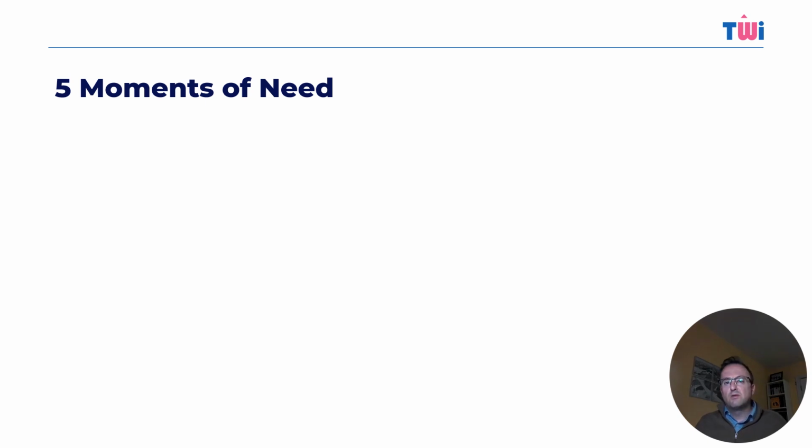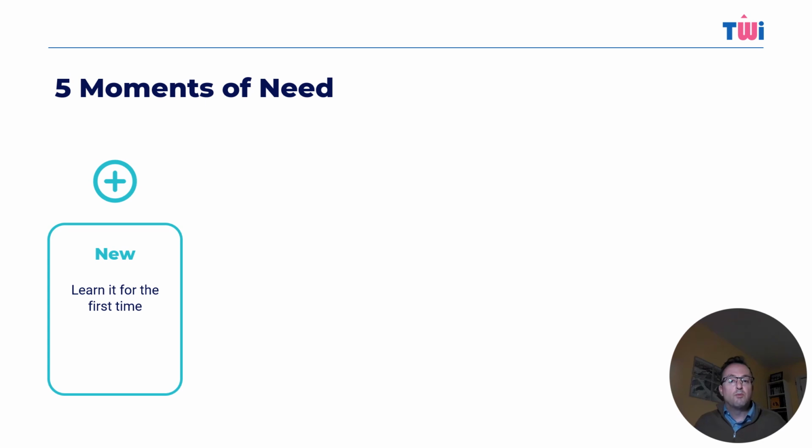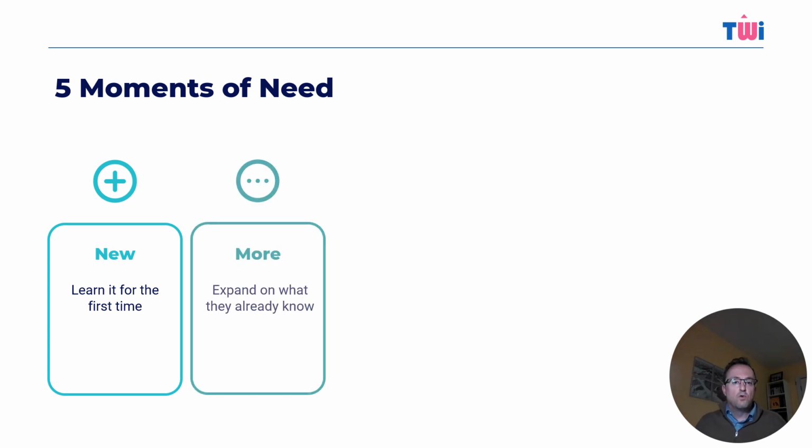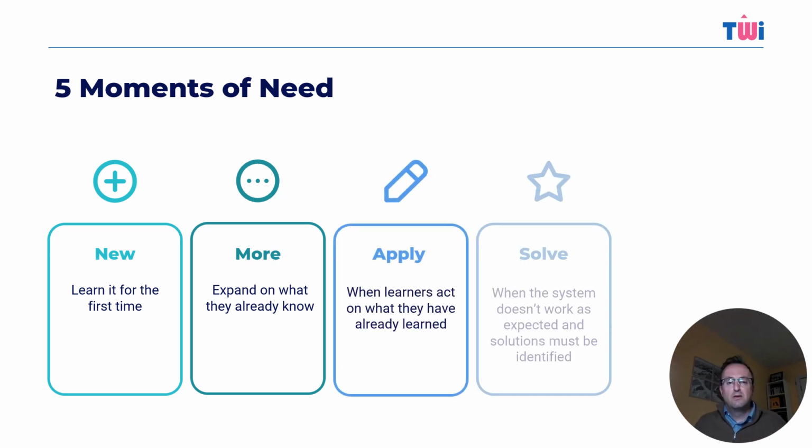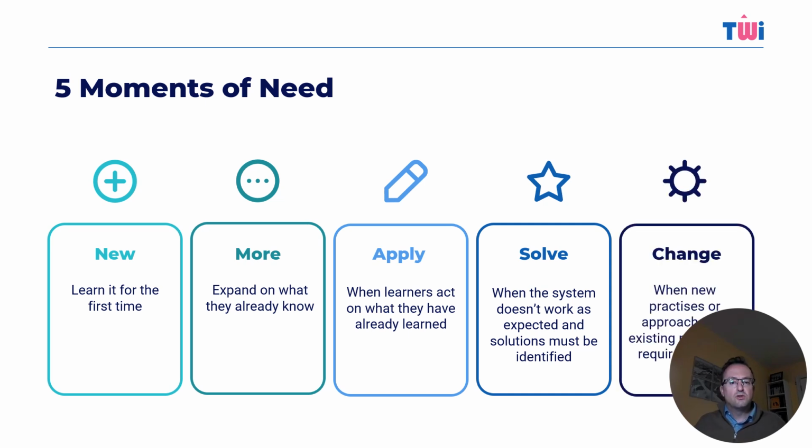It does this by focusing more on the effective on-the-job performance of employees and work teams. It defines 5 different times when learning is needed as new, the first time a process is being learned; more, expanding on existing knowledge; apply, when learners actually carry out the task; solve, when there are unexpected outcomes; and change, new approaches to existing processes. Again, this is even more important these days with that agile and iterative changes that are happening to software processes as they're rolled out.